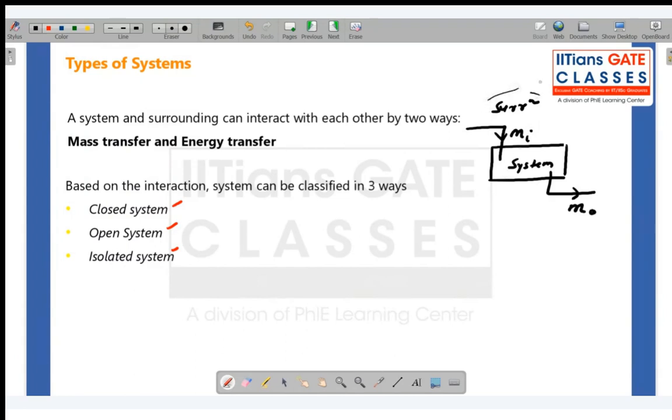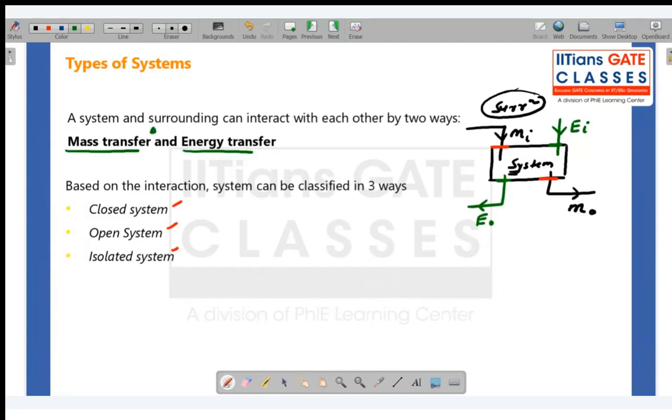So where is it coming from? It is coming from the surrounding and entering into the system. It is crossing this boundary. Similarly, it is coming out from the system and going to the surrounding. So this is called mass interaction. The other type of interaction is energy interaction. When energy comes in from the surrounding to the system, and when energy goes out from the system to the surrounding, again it is crossing the boundary. That means a system and a surrounding can interact only in two ways, mass and energy. So either mass transfer or energy transfer.